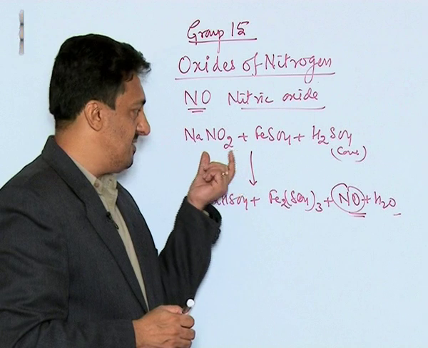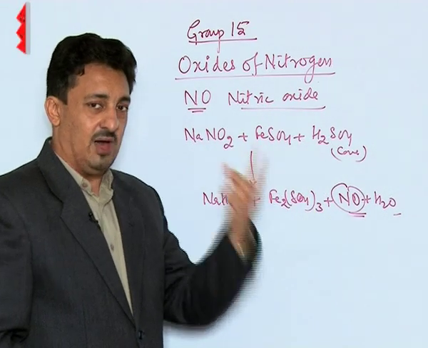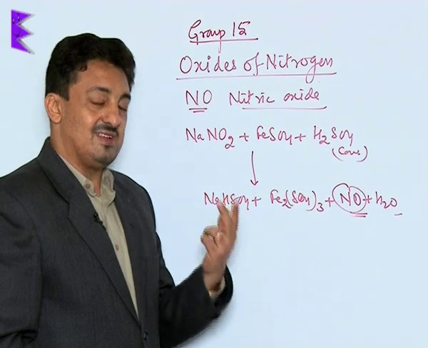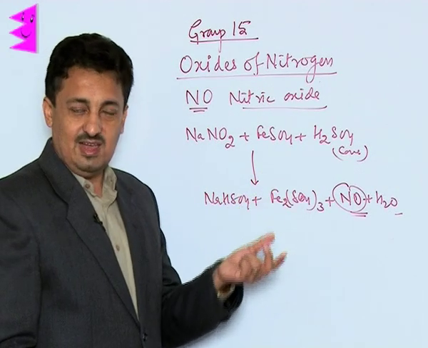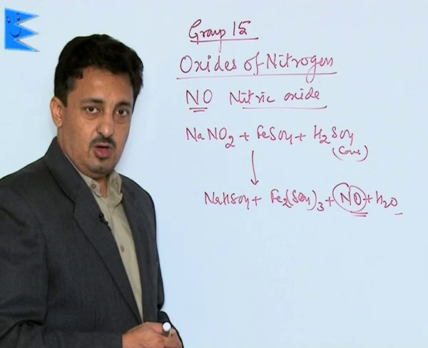This is also a test of the nitrite ion. This compound with ferrous sulfate forms a brown ring at the junction of the sulfuric acid and the solution, and that's called the brown ring test, which is a test to check the presence of nitrite and nitrate ions. So this is how nitric oxide can easily be obtained.